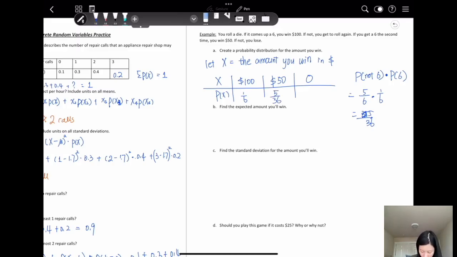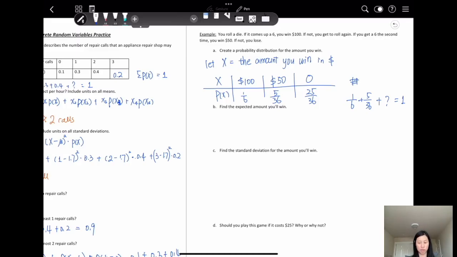Okay. So what's the probability that you got no money? Remember, the sum of the probability equals 1. So that means if we add 1/6 plus 5/36 plus whatever this probability is should equal 1. And then we do the calculation. This part equals to 25/36.